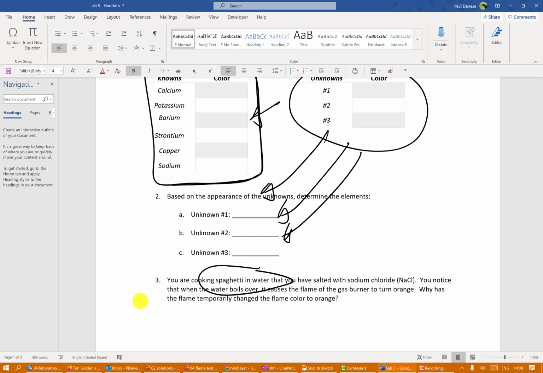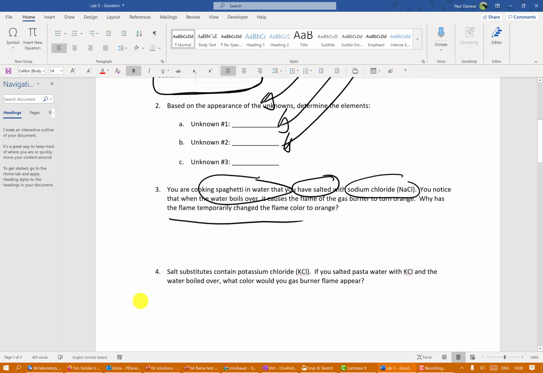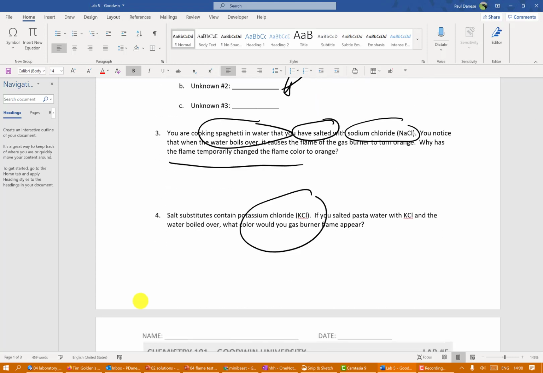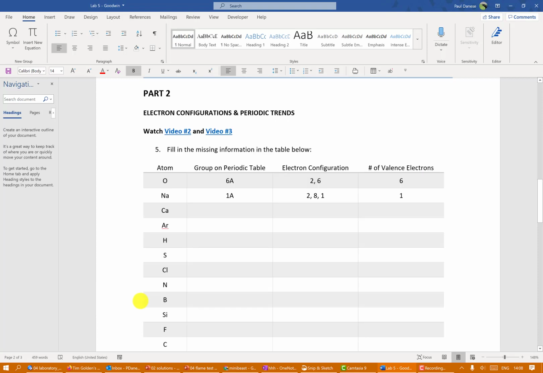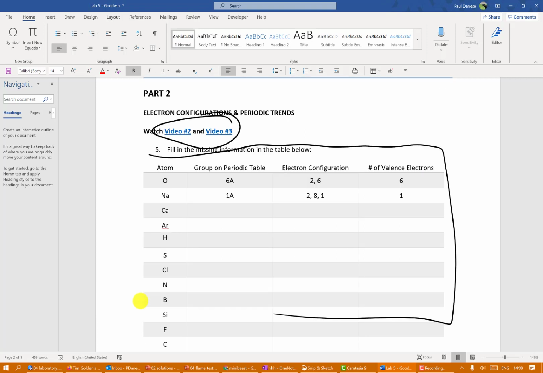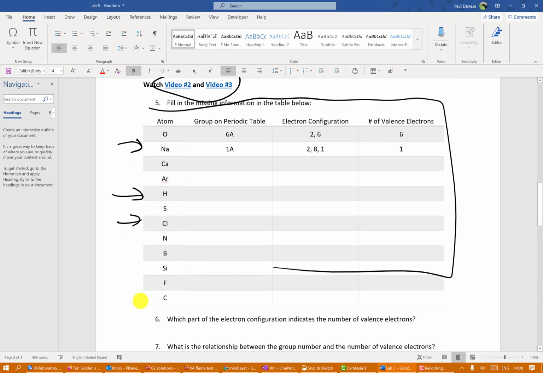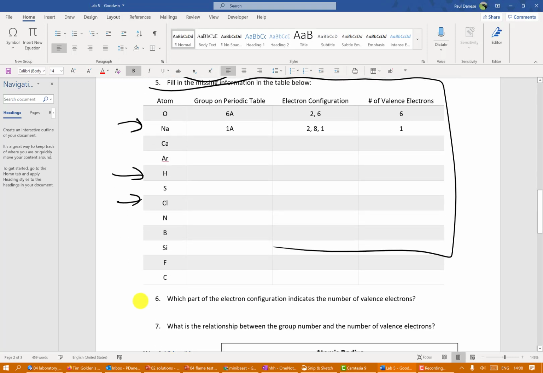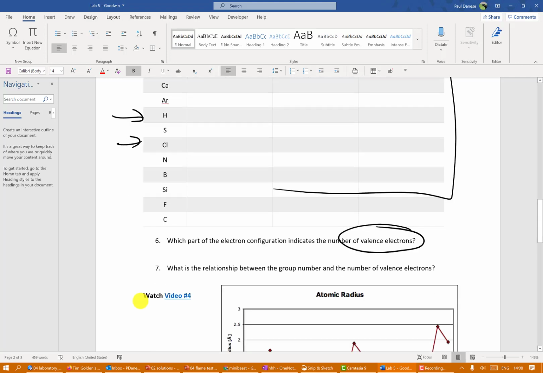You're cooking pasta in water and you've salted it, and so you can answer this question. There's another question. More videos to watch. Some of this you can certainly do. I may remove some of these rows because they're a little bit overkill. Something related to valence electrons. Hopefully we've gotten to valence electrons by the time you do this.